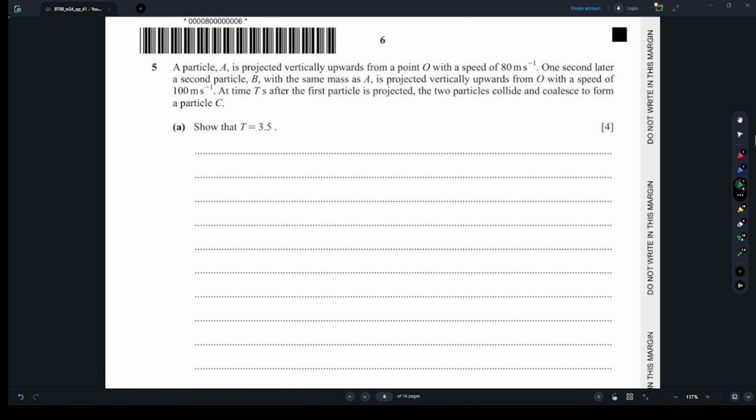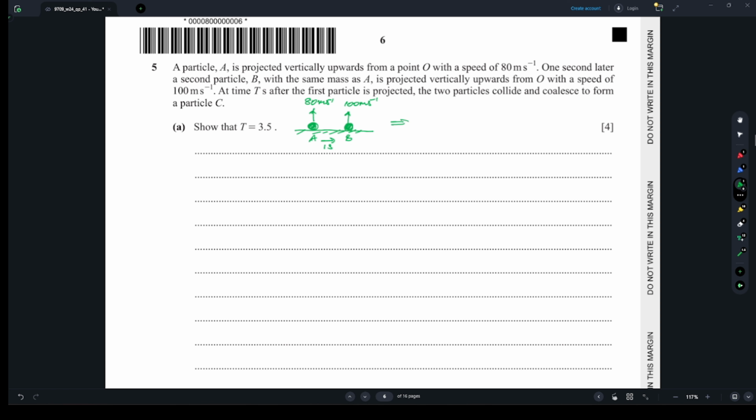Remember, they are projected from the same point. So let's say particle A is projected with the speed of 80. And after 1 second, particle B is projected from the same point. Here I just want to show you the 1 second. I draw this one separately, but remember particles A and B are projected from the same point.